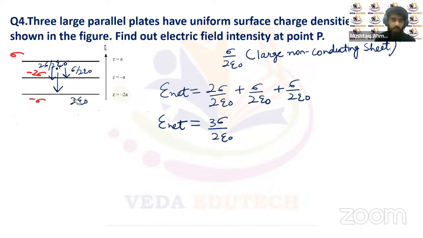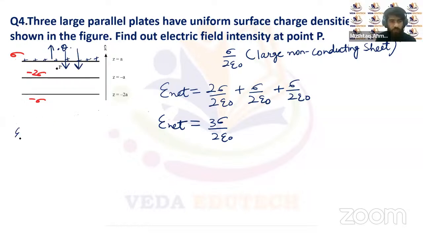Now let's suppose that we have to find the electric field at this point Q, right? Now because of this plus sigma here, the electric field will be along this direction. It will be along this direction. And because of this minus 2 sigma, it will be in the downward direction. And because of this minus sigma also, it will be along the downward direction, right?